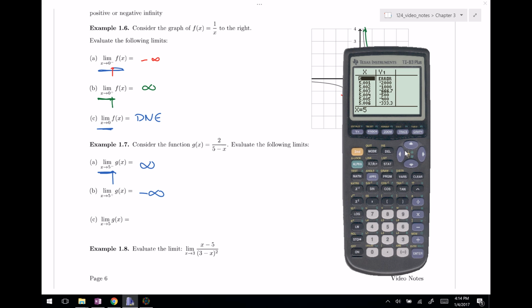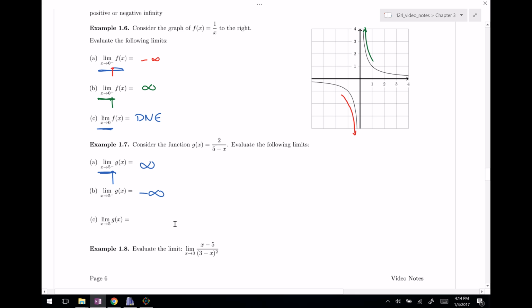What's happening around 5? You can see as it gets closer and closer to 5, it's getting bigger and bigger, right? Here was 666, 1,000, 2,000. It seems to be heading towards positive infinity so long as you're a little bit left, or a little bit smaller than 5. If you're a little bit bigger than 5, it seems to be heading towards negative infinity. So this is how we can use our table to verify this. Again, these two things do not agree, so therefore the two-sided limit does not exist, right?